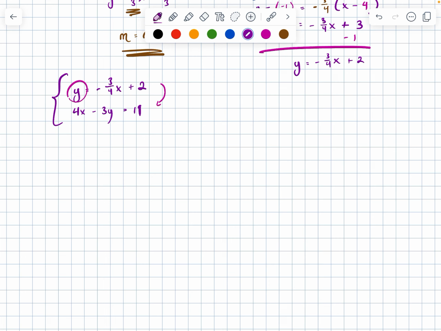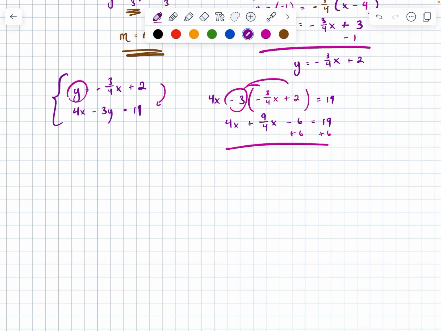So from here, substituting my top equation into my bottom equation, I find that 4x minus 3y, but y, of course, is equal to negative 3 over 4 x plus 2. That is equal to 19. From here, let's do some distributive property. I've got the negative 3 that I can give to both of the terms inside of my parentheses. Negative 3 times negative 3/4, feel free to fact check me, should be positive 9/4 x. Negative 3 times 2 is negative 6. And then I've got the 19 over on the right.